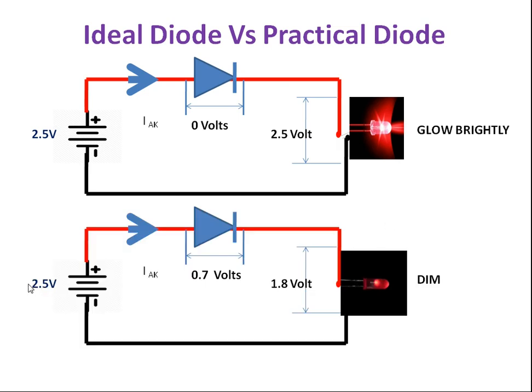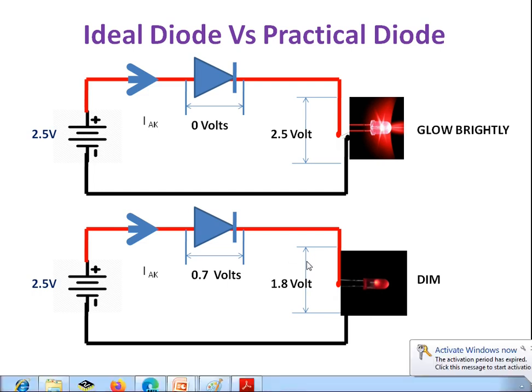In the practical case, we are applying 2.5 volt. Consider this is a practical diode. Anode is connected to positive, cathode is connected to negative, so your diode is in forward bias. This time there will be a small on-state voltage drop, that is 0.7 volt will drop across this diode. We are applying 2.5 volt, 0.7 volt will drop. The remaining voltage, 2.5 minus 0.7, remaining 1.8 volt will be applied across your LED. So your LED will not glow brightly but it will dim. So this is the difference between ideal diode and practical diode.